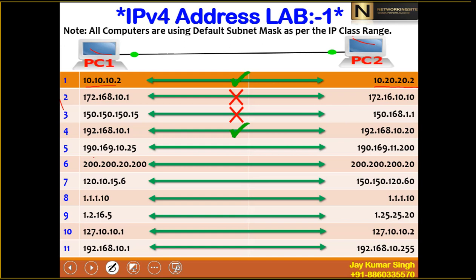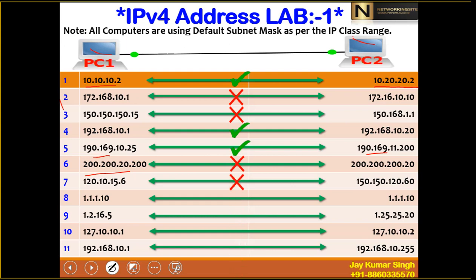Number five, 169, class B. Yes. Okay, number six. Number six, class C. The network is different, it cannot communicate. Number seven, very different. It cannot communicate.